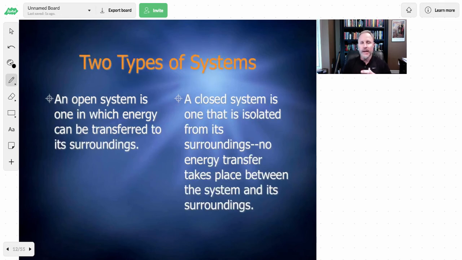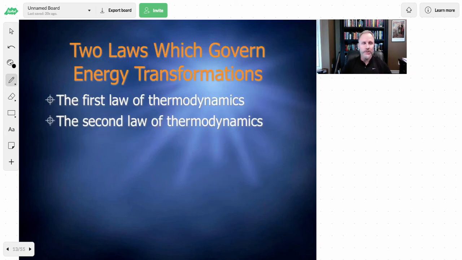And there's two main types of systems that we have. We have open systems and we have closed systems. The open systems, these are ones where the energy can be transferred freely to the surroundings, and that's typical of most types of reactions. And then in a closed system, this is one where we isolate the system from the surroundings. And this is much more difficult to do, but just from the studying standpoint, we have open and closed systems.